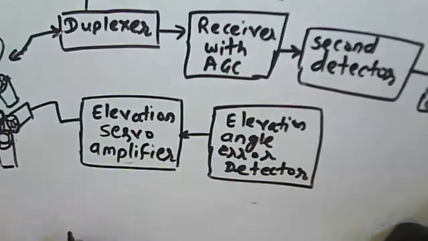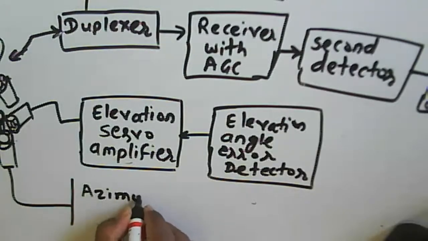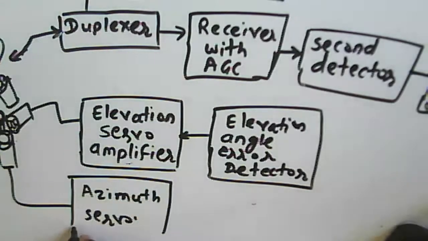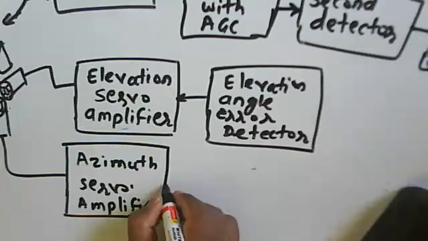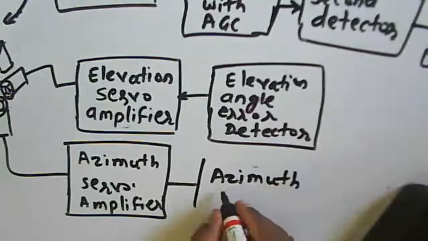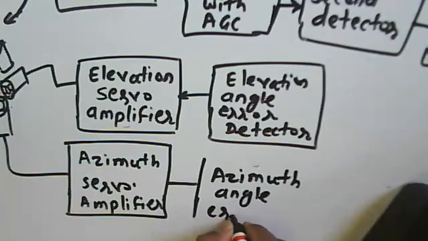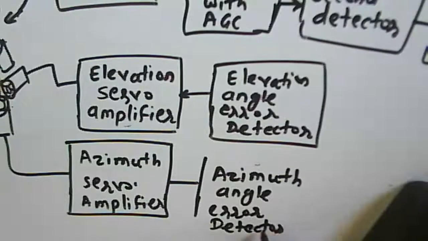We consider that the azimuth motor, this one is the azimuth servo amplifier, and this one is about the azimuth angle error detector. So it means we can use this position to find out the azimuth error.